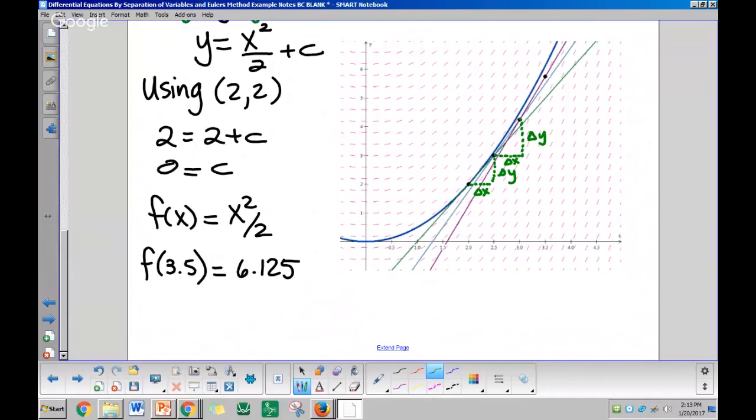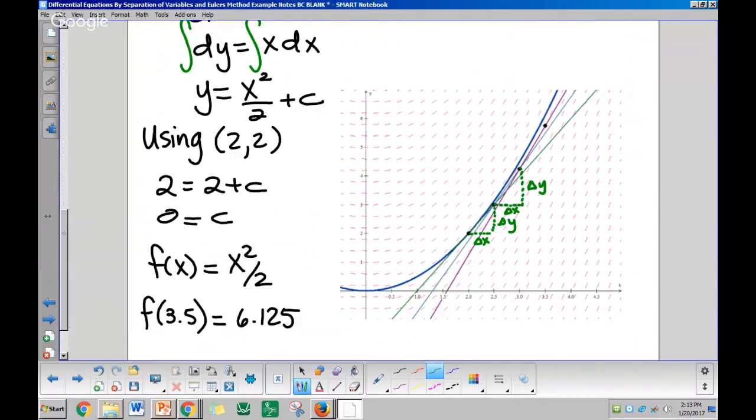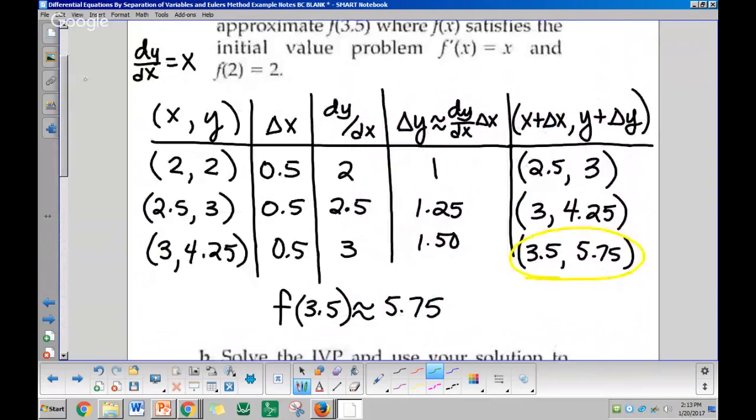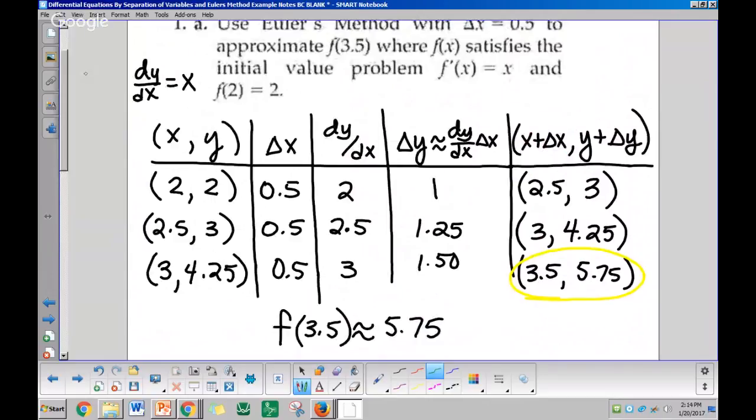This is an underestimation, clearly, because the curve is concave up. How do we know the curve is concave up? Second derivative. What happens if we take the second derivative here? We get 1. And 1 is greater than 0, so the second derivative is always positive. Thus, the curve is always concave up. So you know that any estimation that you do using Euler's here will be an underestimation.